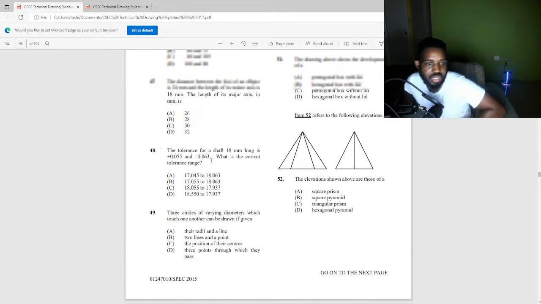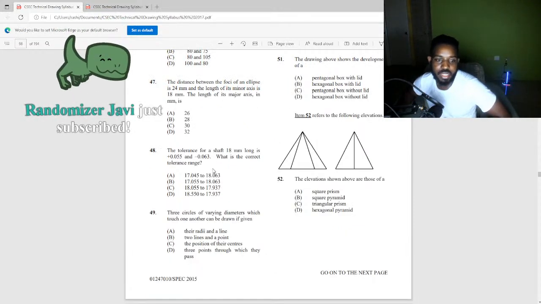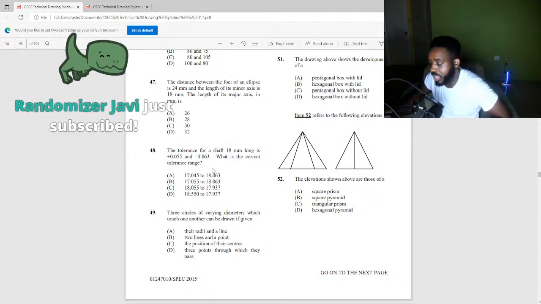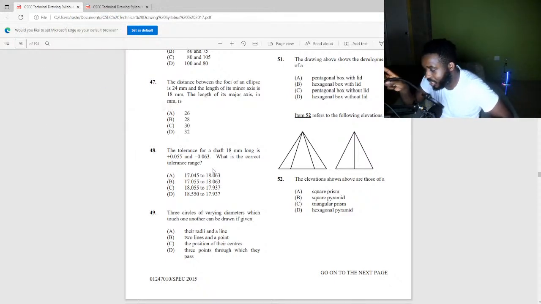47 is C, yeah, 30. It says the tolerance for a shaft 18 millimeters long. Now, this is what tolerance means.